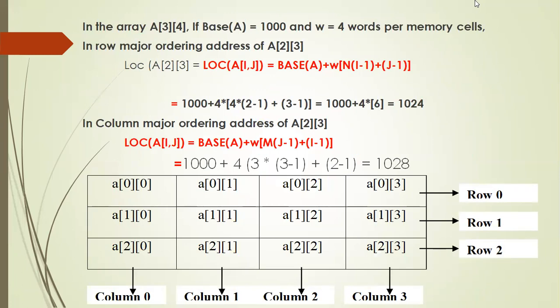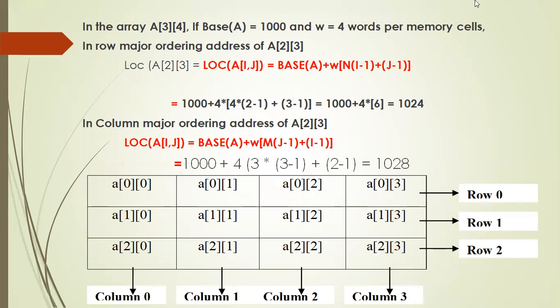In the array A of 3, 4, m value will be 3 and n value will be 4. If the base address is 1000 and W equal to 4, probably this is a float array, then in row major ordering, what is the address of A23? Here m is known, it's equal to 3. n is given, it's equal to 4, because that denotes the maximum number of rows and columns. Base address is known, W value is known. We have to compute the address of A23, that means the element stored in second row and third column. So here i value will be 2 and j value will be 3.